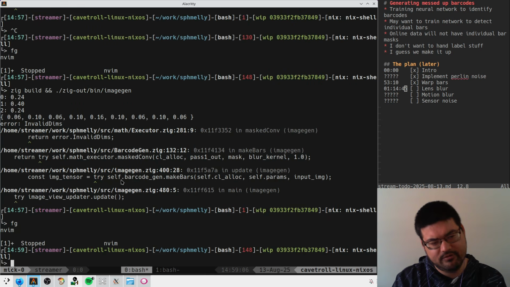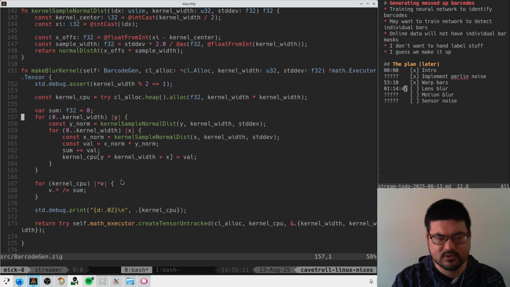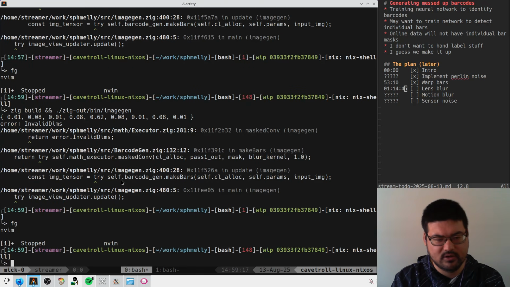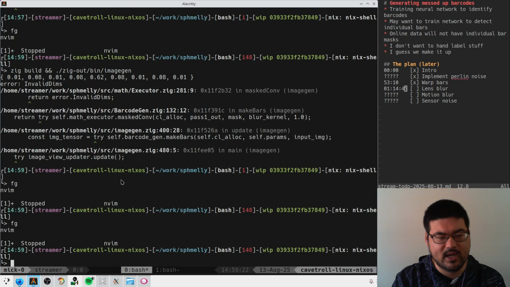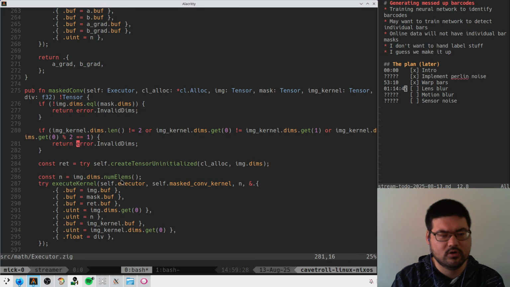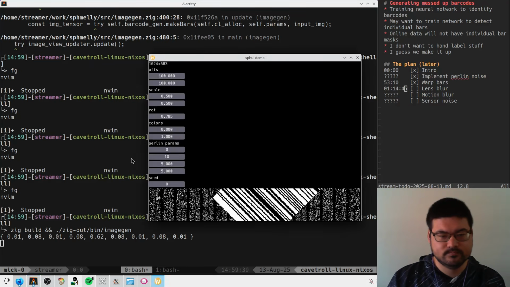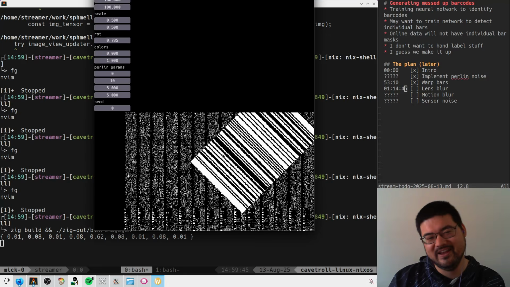So we could have, wait, what's it upset about? Invalid dims? Who's mad about that? This is at make bars masked conv, and it's mad at 281. Kernel dims length is not equal to, or the dimensions are not the same, or they're not odd. Oh, not equal. Okay, bad news. That's funny.